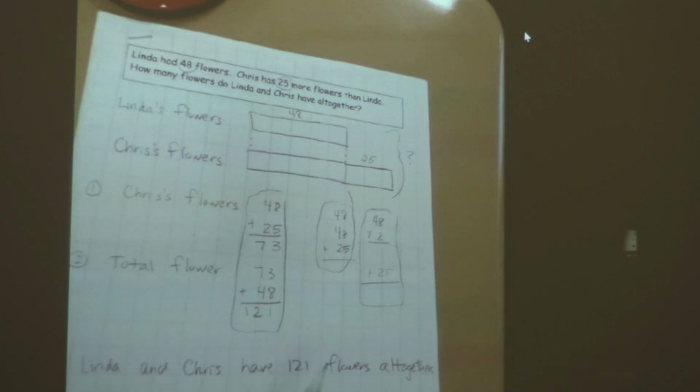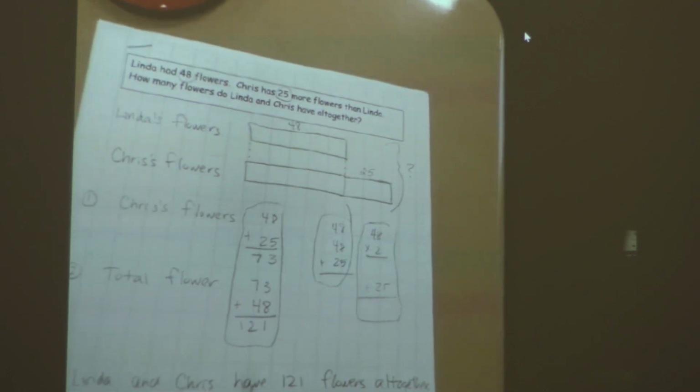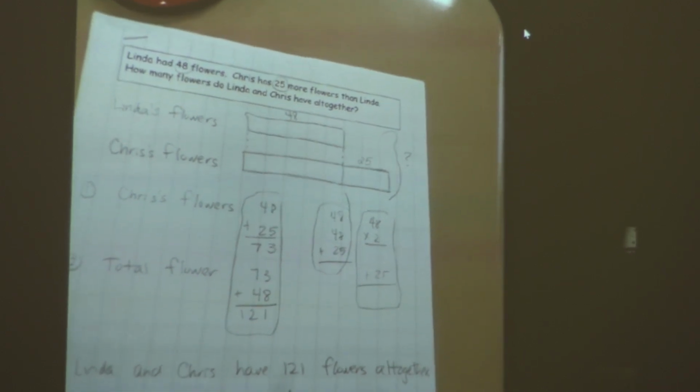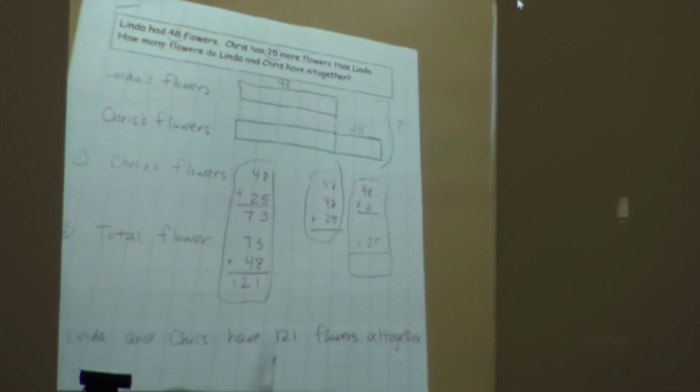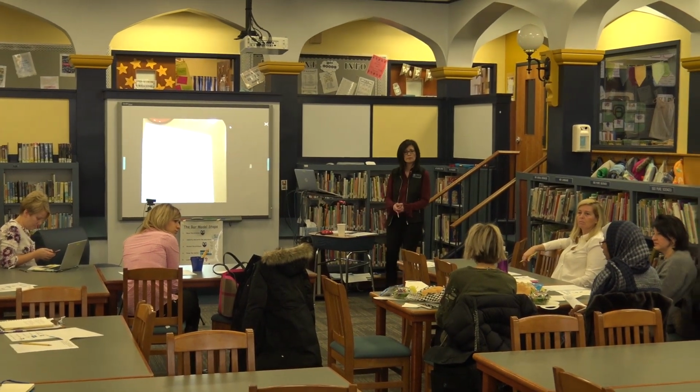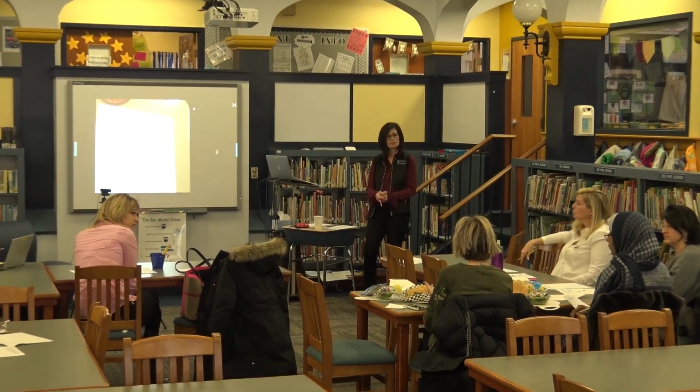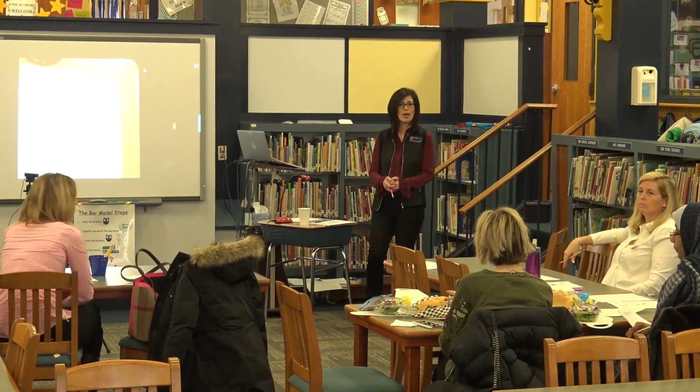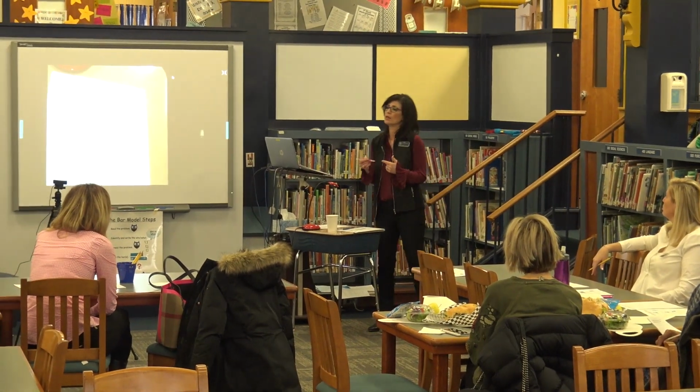I have a question too. Since we're talking about different ways to solve a problem, I understand that they have to use the bar model. What if they can find the answer without the bar model? Is it a must to use the bar model to get to the answer? I think, so no, not always.